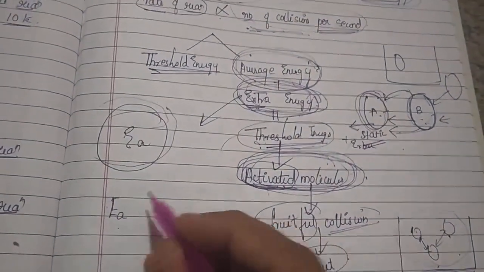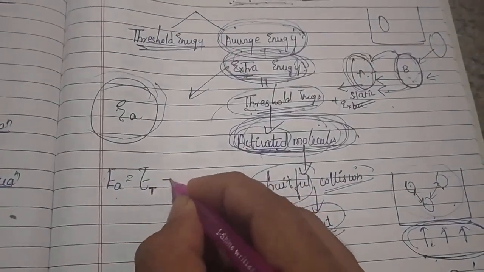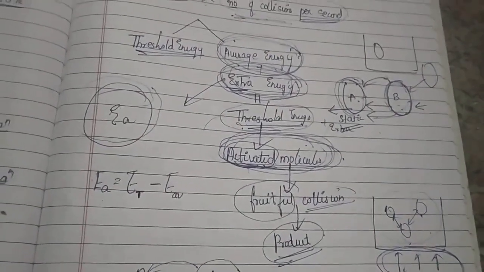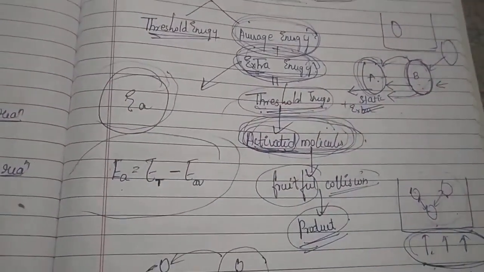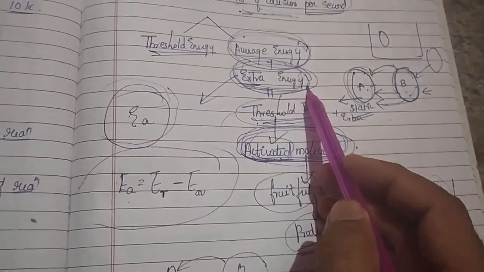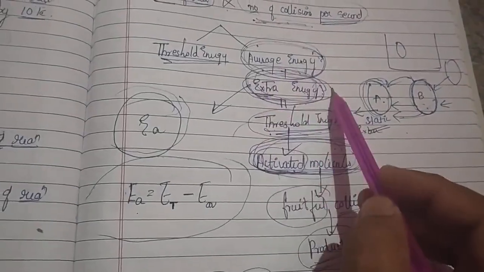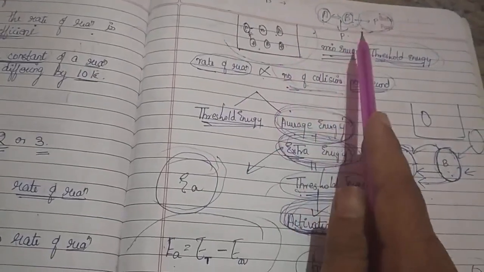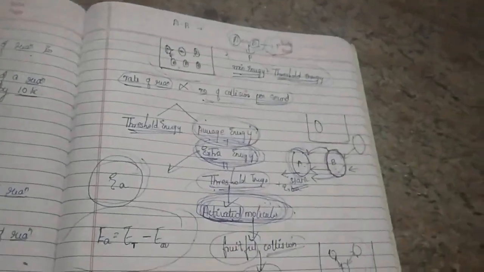Of course, Ea is what? It is the difference between your threshold energy minus your average energy, if I take it as E of AV. So basically this is your definition, and this is the calculation part. What is activation energy? The extra energy that the reacting molecule should acquire in order to get converted to the product upon collision is called what? Activation energy.